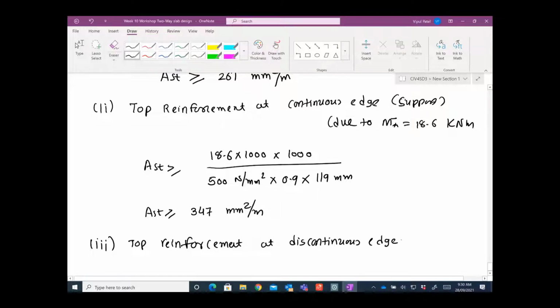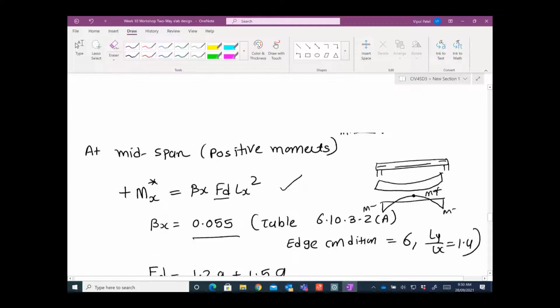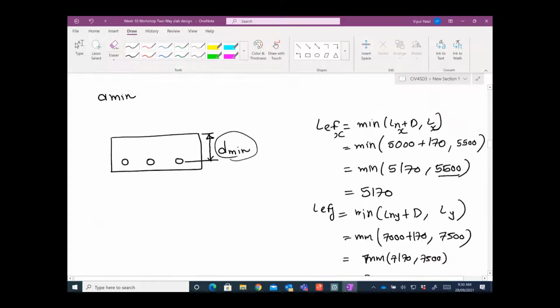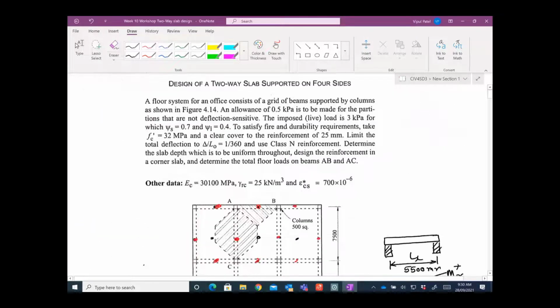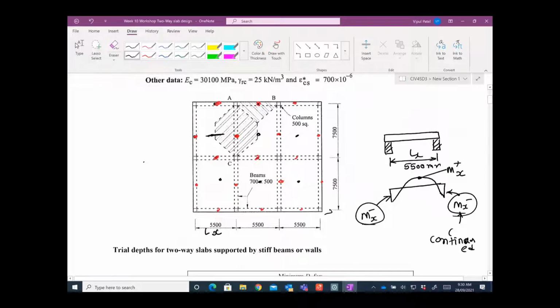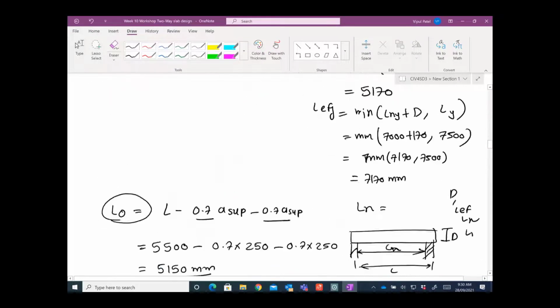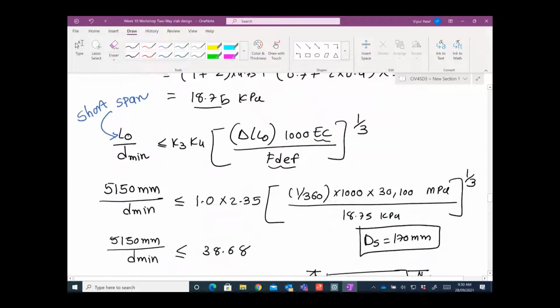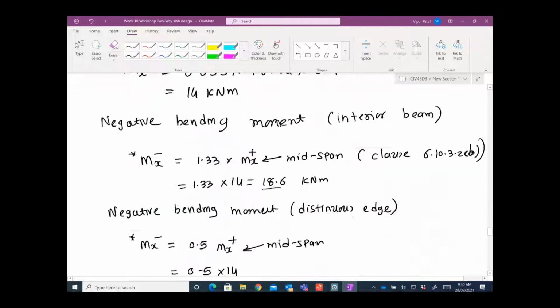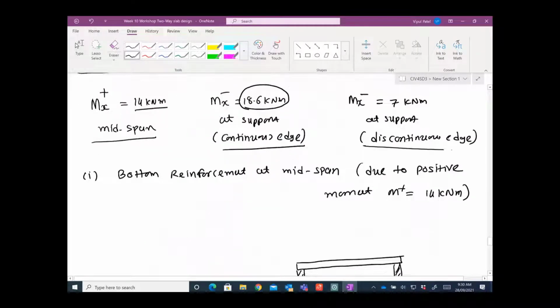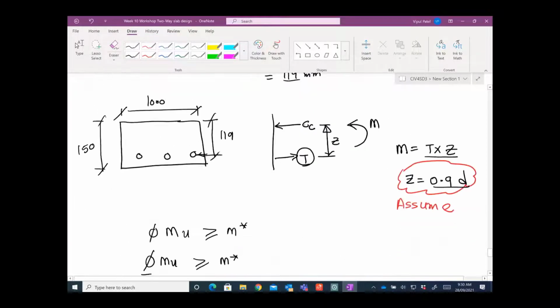Discontinuous edge, I'm talking about discontinuous. We just calculated the one here, continuous edge. Now we are calculating at discontinuous edge, top Rho, and that has a negative moment of 7 kilonewton meters. I can reference that one, at that discontinuous edge we have 7 kilonewton meters.